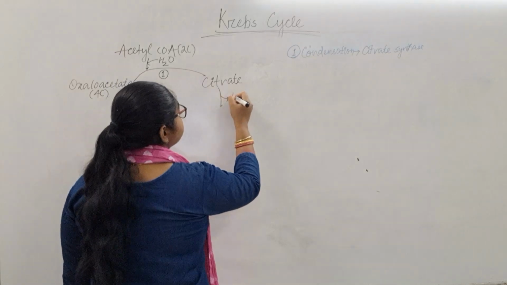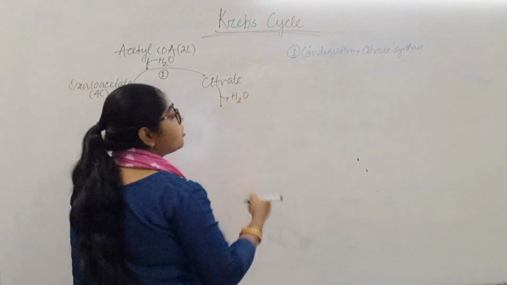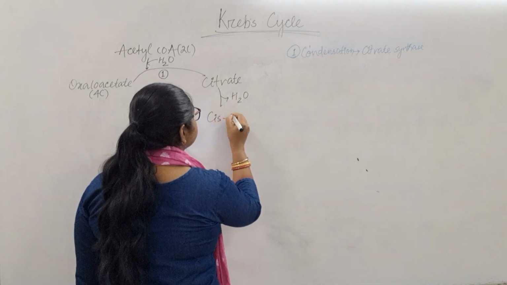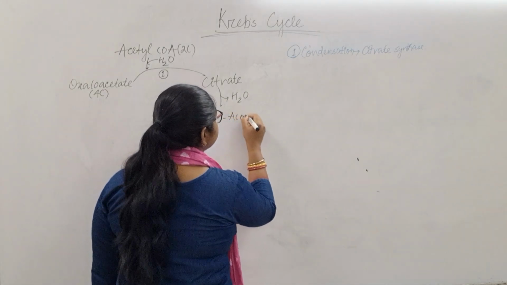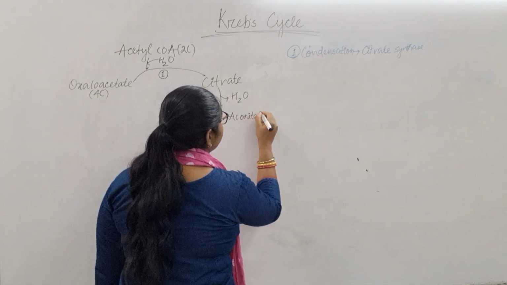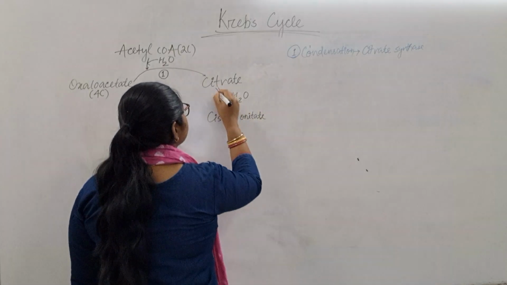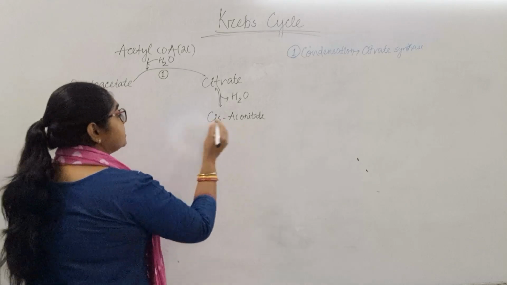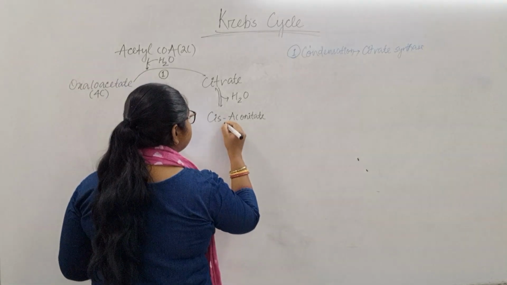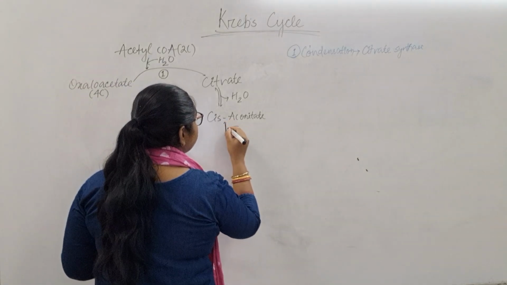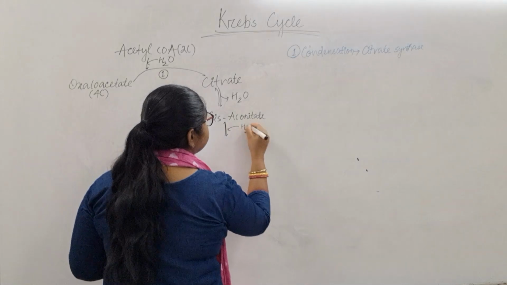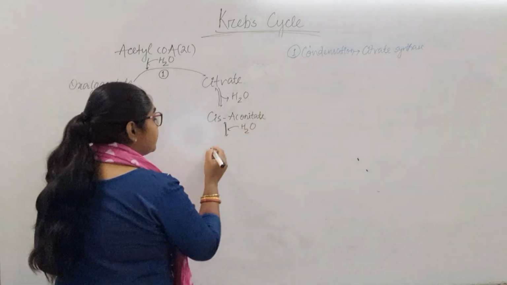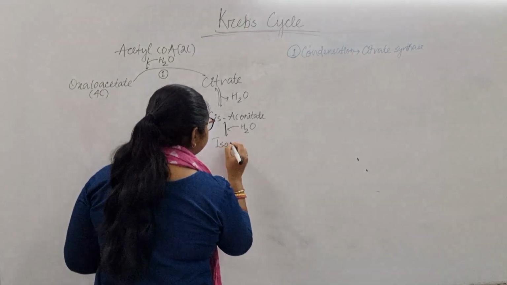In the next step, this citrate removes a water molecule from itself and produces cis-aconitate, which is not a very stable product. That's why the cis-aconitate immediately accepts a water molecule, or gets hydrated, and here it produces one isomer of citrate, that is isocitrate.